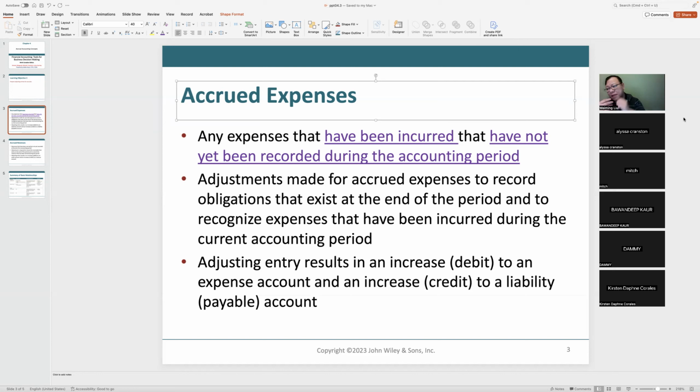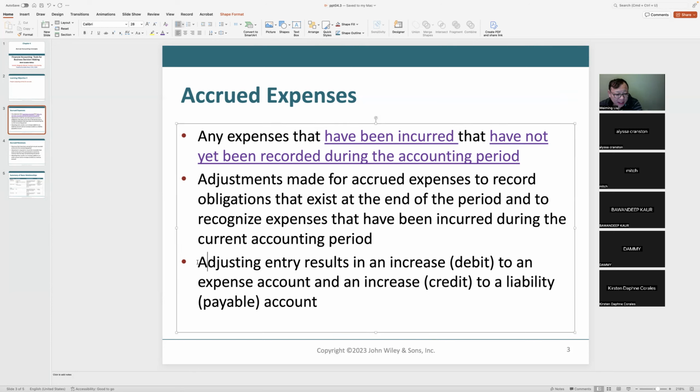So that would be an accrued accounting fee. So you debit accounting fee, credit accounts payable on the fiscal year end. So the adjustment is made for accrued expenses to record obligations. On the last day of the fiscal year, you have an obligation to pay the accounting fee, because that's just part of the business. You have to pay the accounting fee if you don't know how to do it yourself.